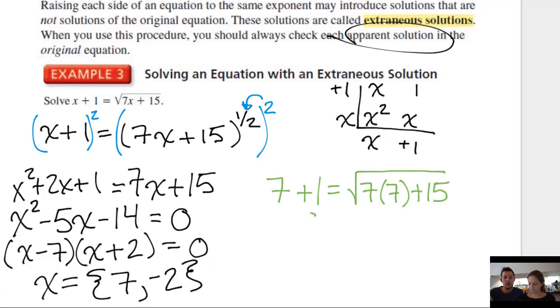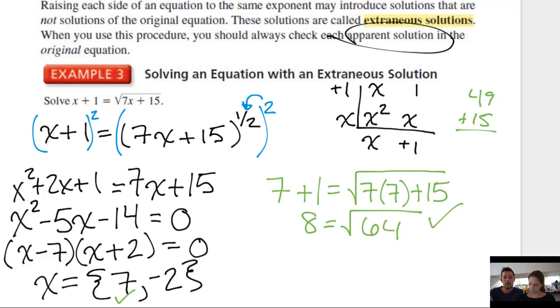So we're checking our solution of 7 right now to see that it's correct. We get 49 plus 15, which is 64. And 8 is the square root, the principal root, of 64. So that solution is correct. So we'll keep x equals 7.